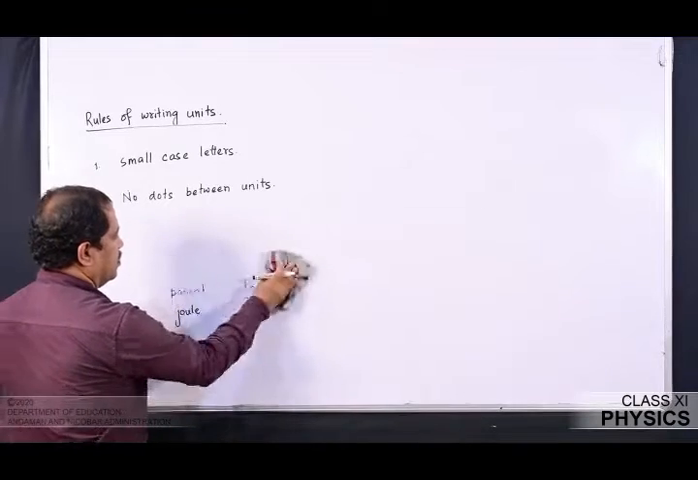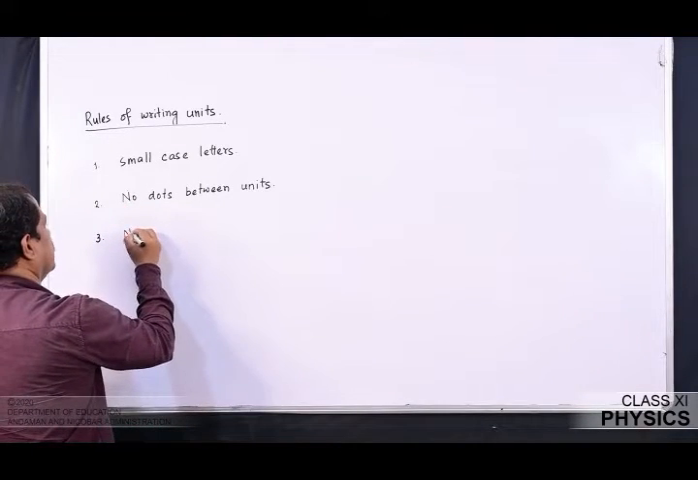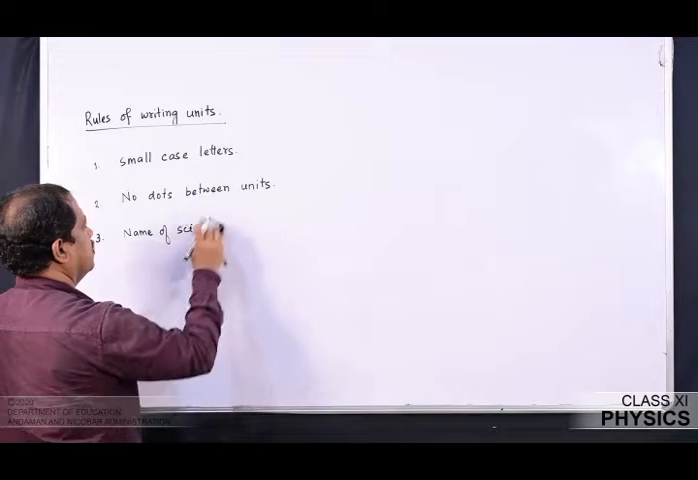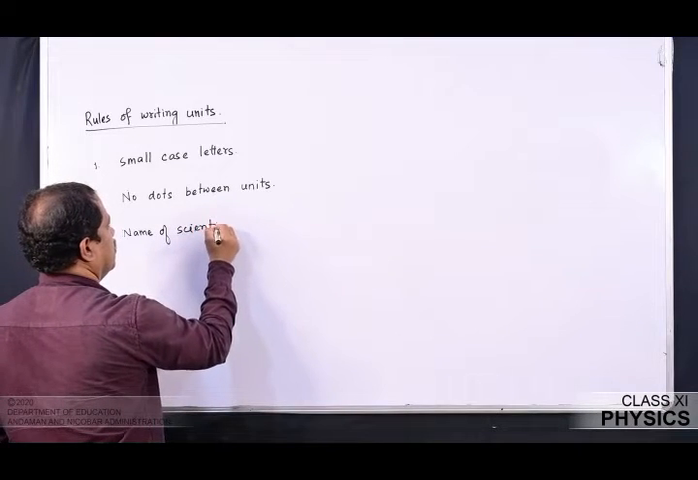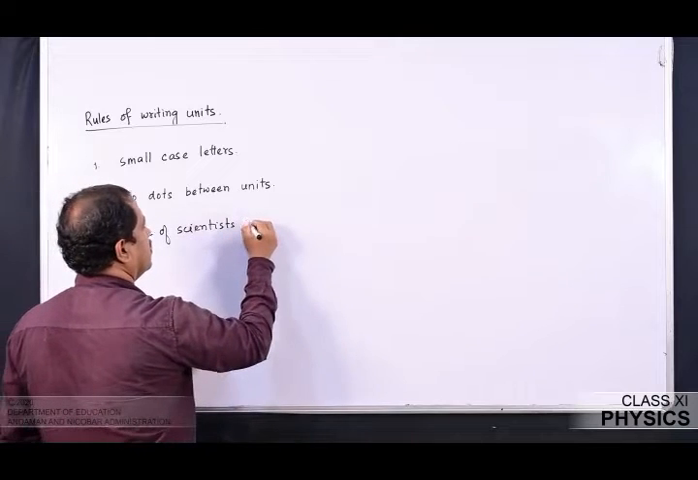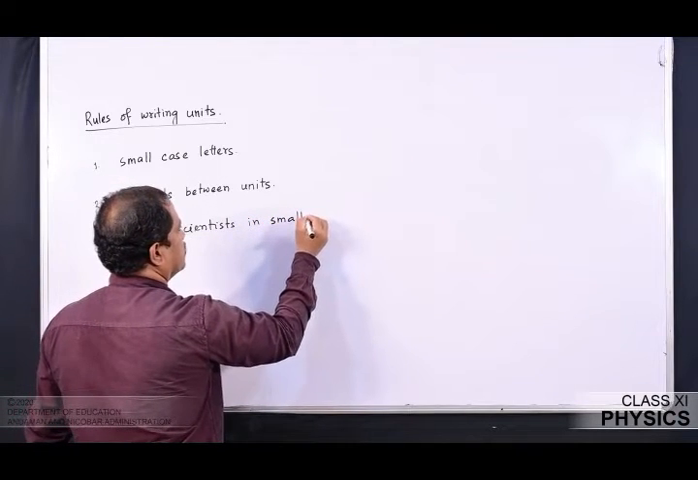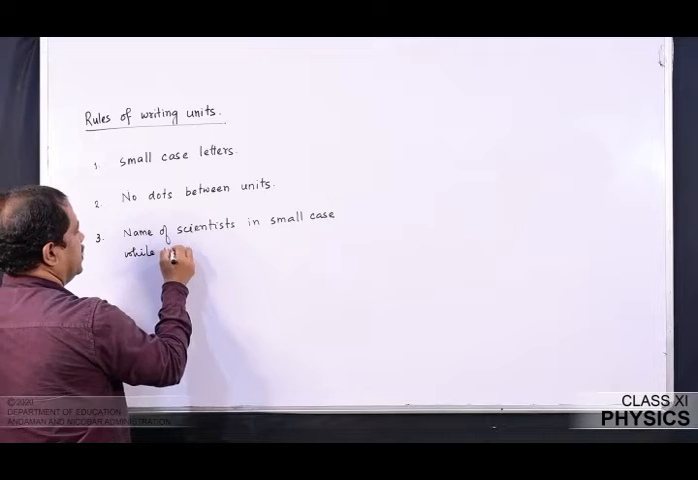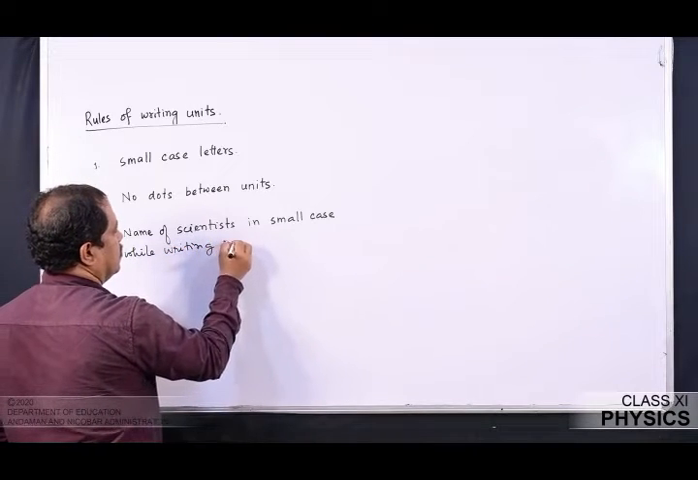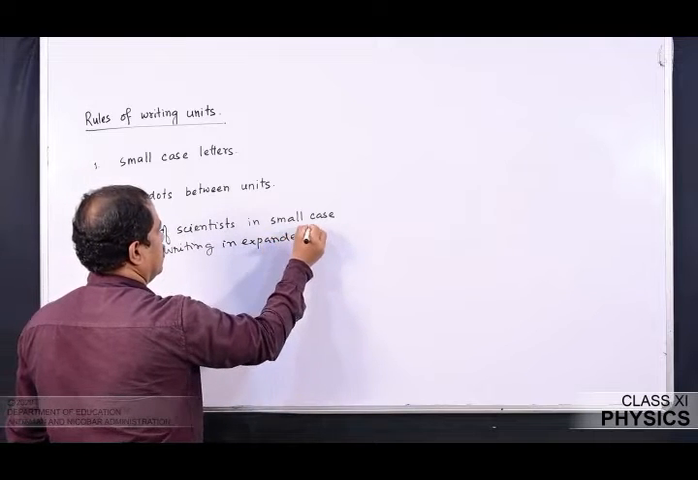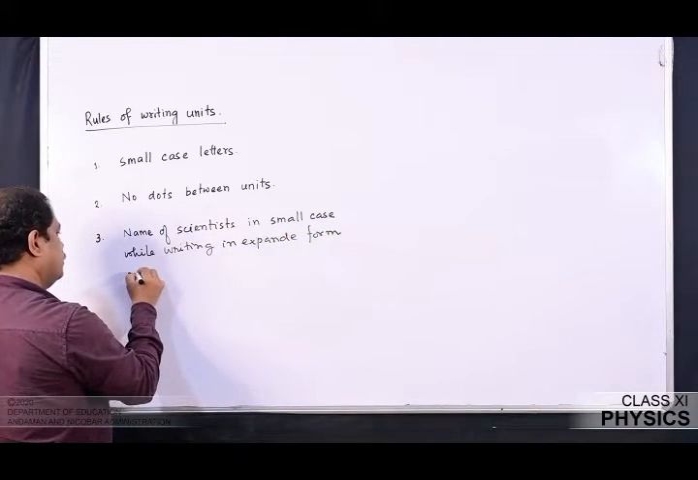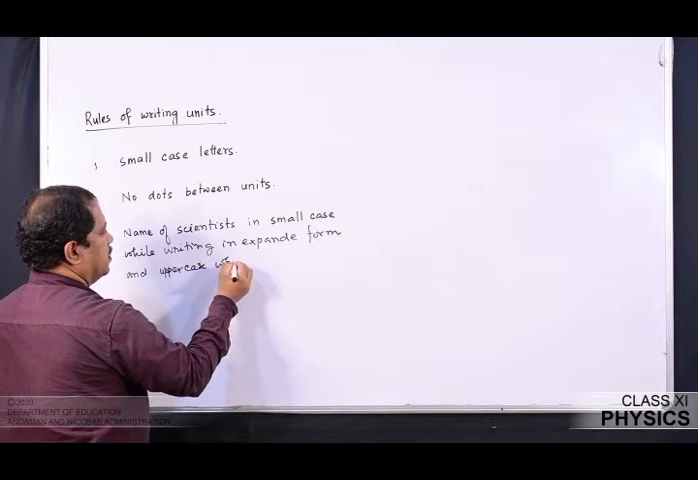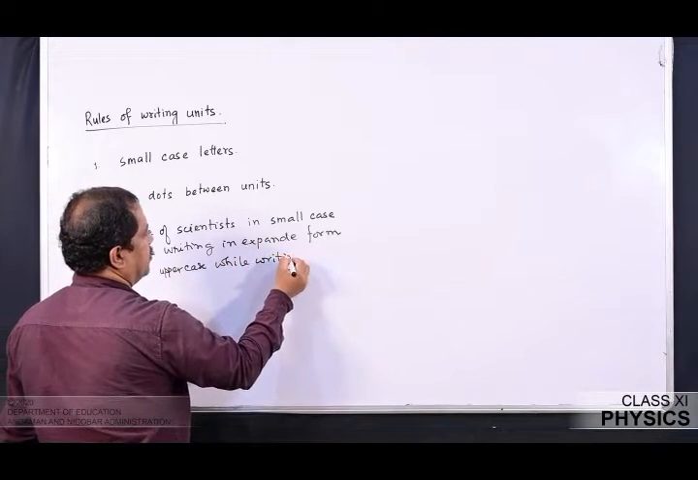So, therefore, names of scientists in smaller case while writing in expanded form, and uppercase while writing in abbreviated form.